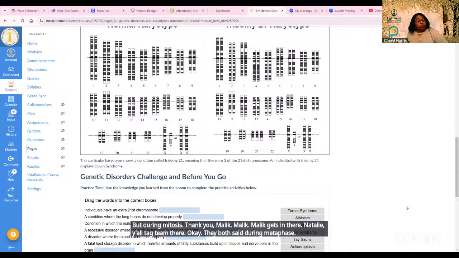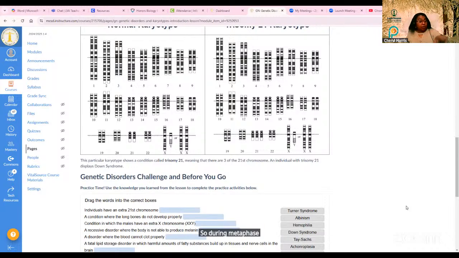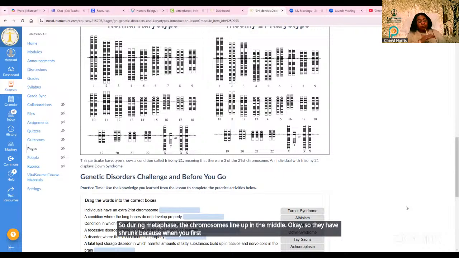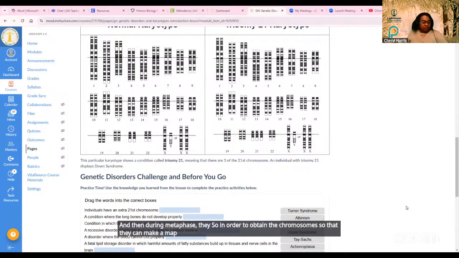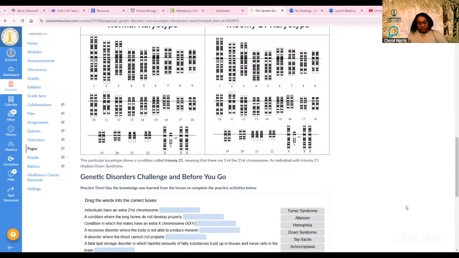So during metaphase, the chromosomes line up in the middle. Okay, so they have shrunk, because when you first start off with mitosis you still have the spaghetti, and they have to shrink and form chromatids. And then during metaphase, they line up. So in order to obtain the chromosomes so that they can make a map, they take a cell that is in the metaphase stage. All right.